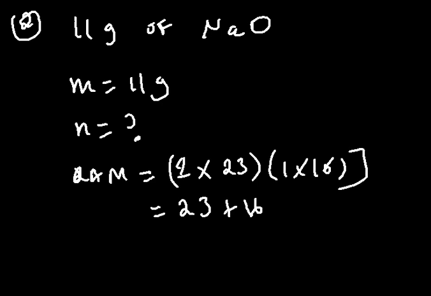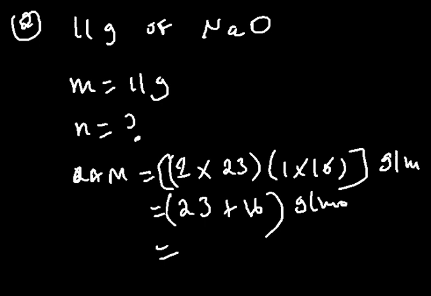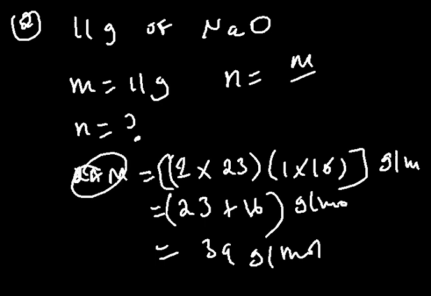So by the way, we should have it in grams per mole. So we have the molar mass, which is given as 39 grams per mole. So that is the molar mass, and from there you can be able to have the number of moles, which is mass divided by the molar mass. You have it there.